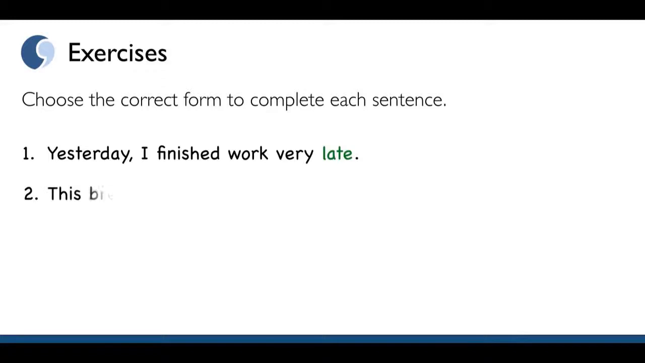Number 2. This bread smells... We're looking for an adjective to describe the smell of the bread. Therefore, the correct answer is good. The bread smells good. Smell is a sense verb. It's followed by an adjective.